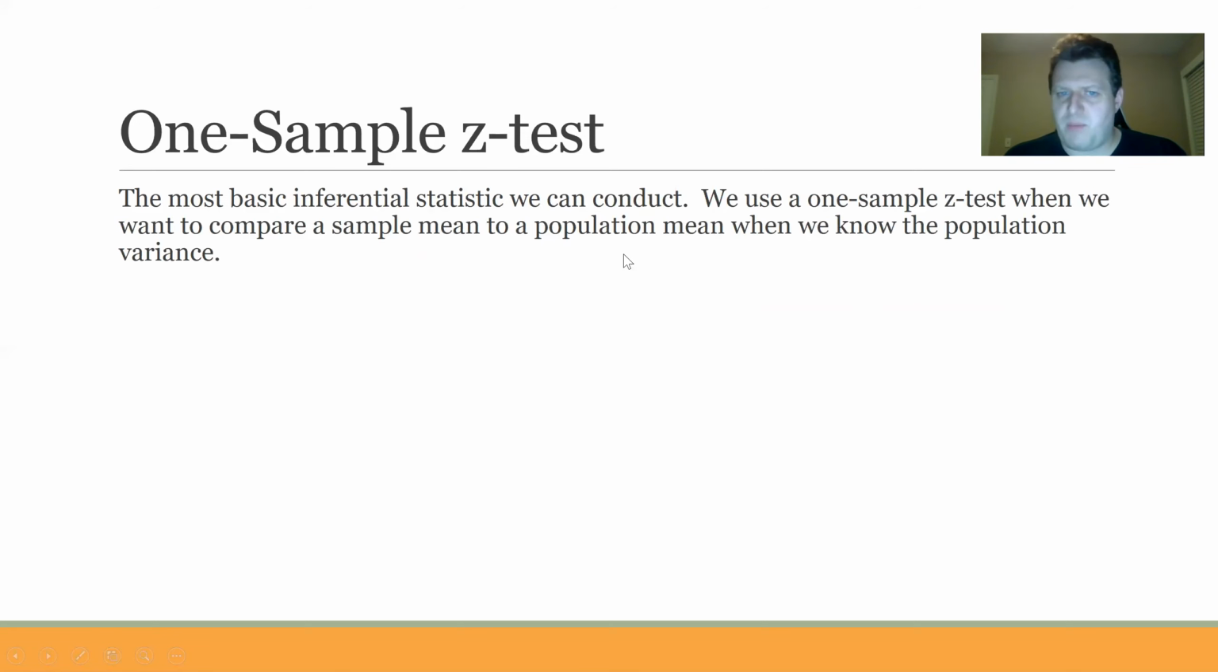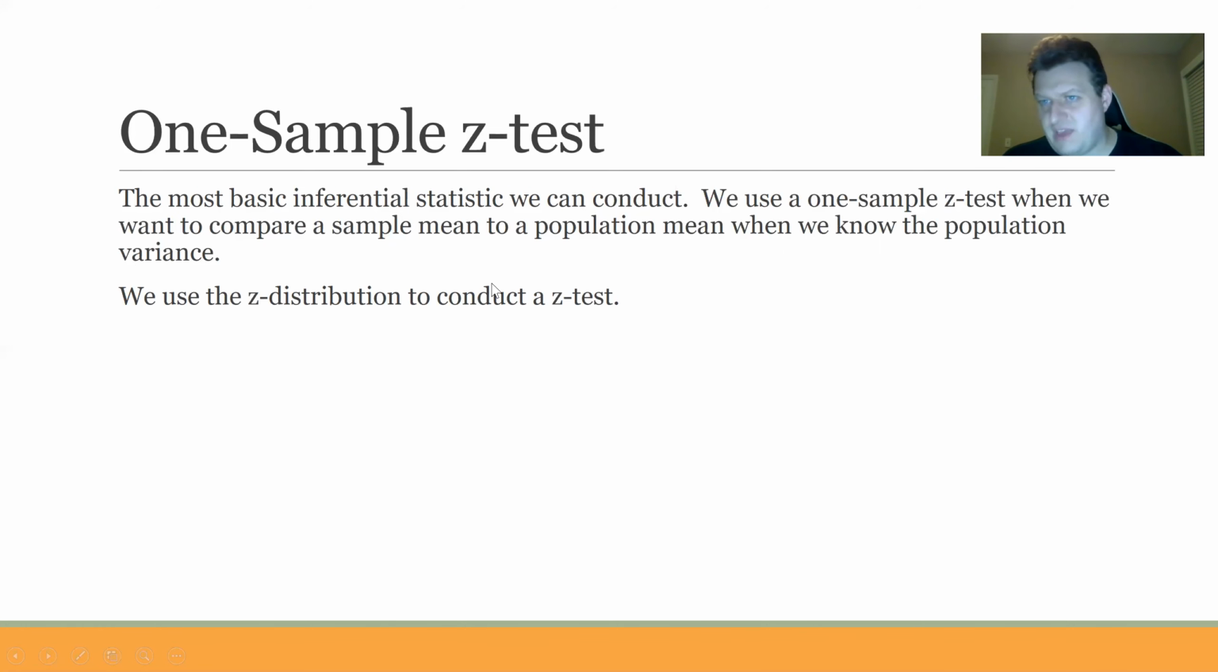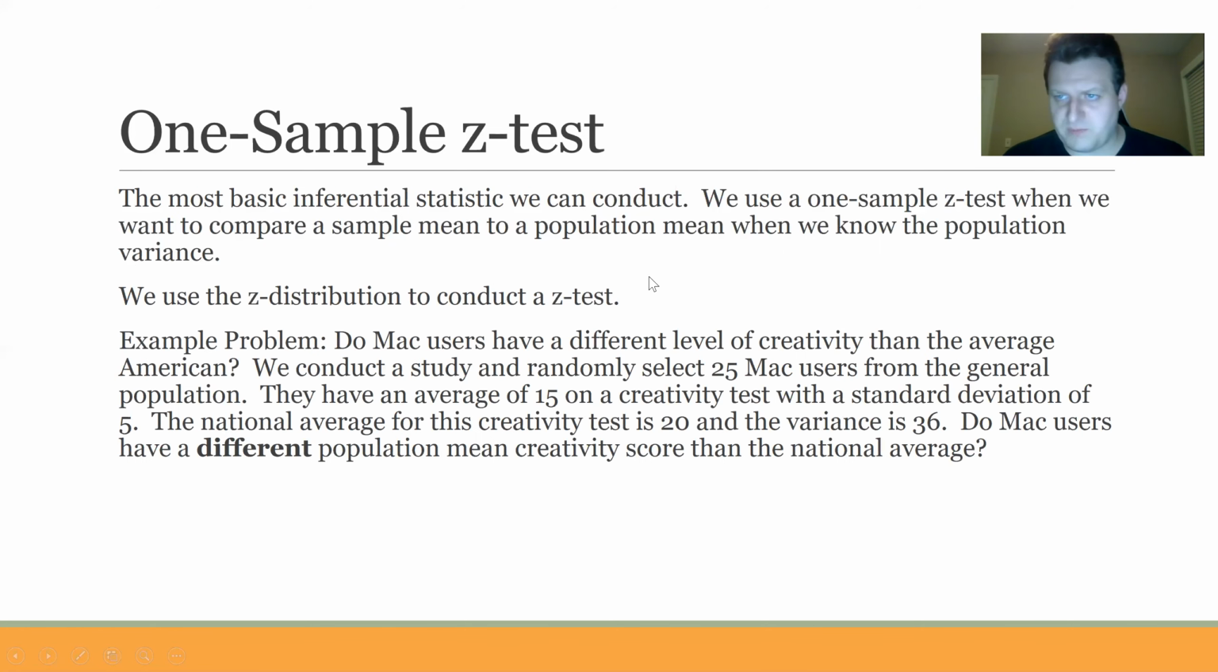This is where we have the population mean and we have the population variance. We're going to use the z-distribution. Remember that standard normal distribution, the table that I gave you a little while ago. That is the distribution that we're going to use to answer some questions about this, more about this later. But that's why it's called a z-test, because we're using the z-distribution.